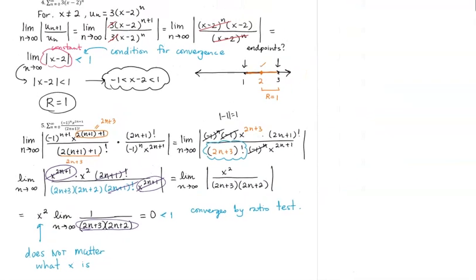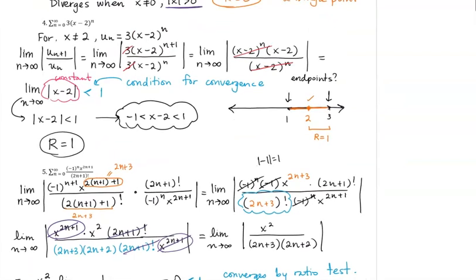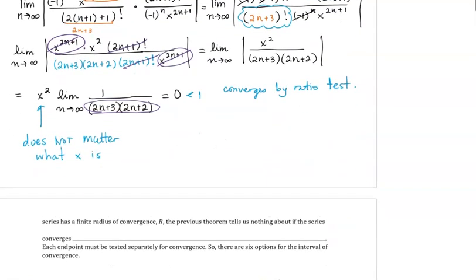It's not like in the previous example where it was converging. Remember, the condition for convergence is that the limit is less than 1. In the previous example, the limit is only less than 1 when the absolute value of x minus 2 is less than 1, which gave us a radius of convergence of 1. But in this case, the limit is always less than 1. It does not matter what x is, so x could be anything. Because x can be anything, the radius of convergence is all real numbers. The entire number line would be shaded.